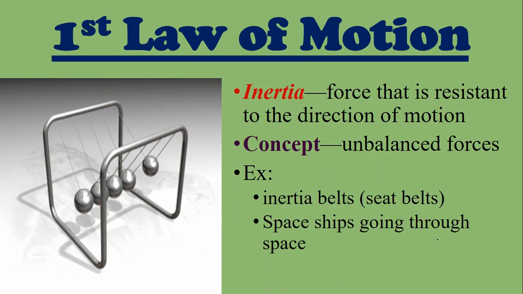It's called the law of inertia because inertia means the force that is resistant to direction of motion. So the whole concept of the first law of motion is unbalanced forces. It's about movement. So examples, again, scientists call them inertia belts, but seat belts. A seat belt in your car stops you from moving forward when you apply the brake, because you're just applying the brake to the car. You're not applying the brake to you. The seat belt stops you from moving forward. And again, a spaceship going through space, just a little slight motion of the spaceship forward will cause it to keep going forward until it is acted on by another force.